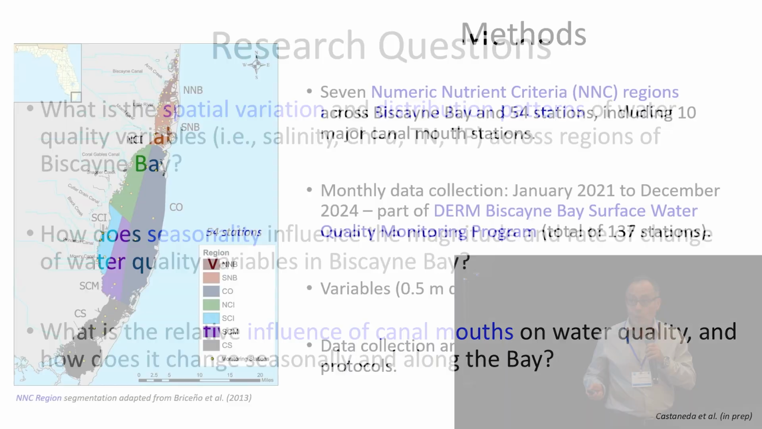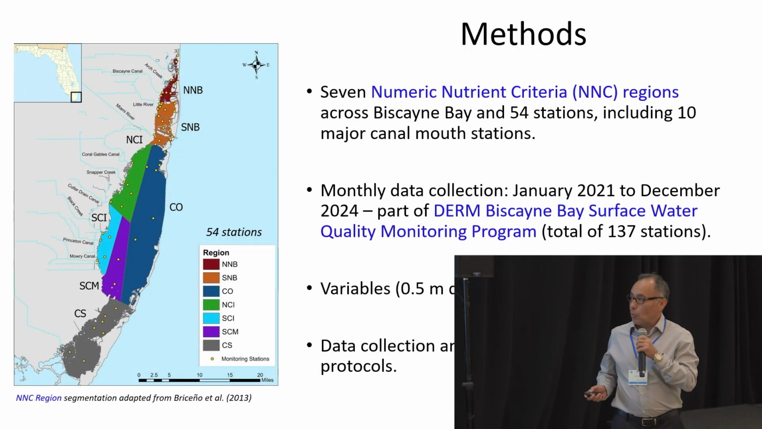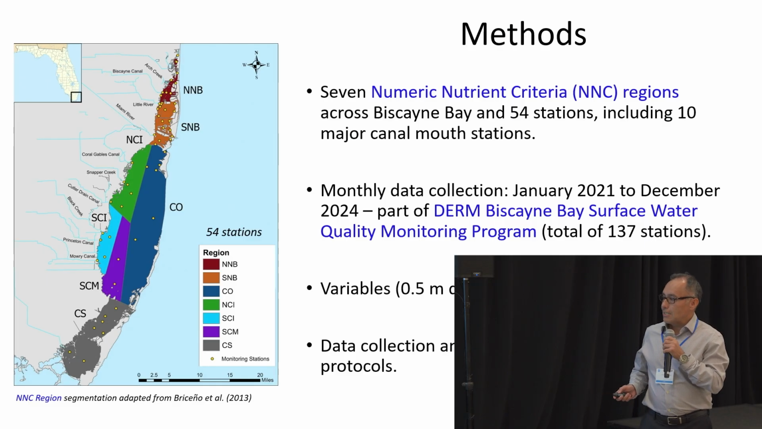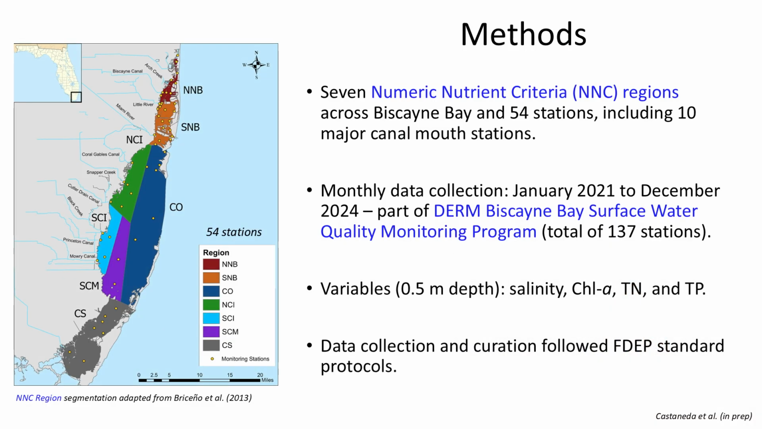To answer these questions, we focused on 7 nutrient criteria regions that are well established in the bay, as you've been hearing this morning. The original bay segmentation was adopted by Henry Briceño and collaborators in 2013, so we adopted this approach to assess our spatial and temporal patterns in water quality. We have a total of 54 stations that you see right there as yellow dots across all the regions, and that includes 10 canals. As you see, canals here from Ash Creek and Biscayne Canal all the way to Princeton and Maury Canal.